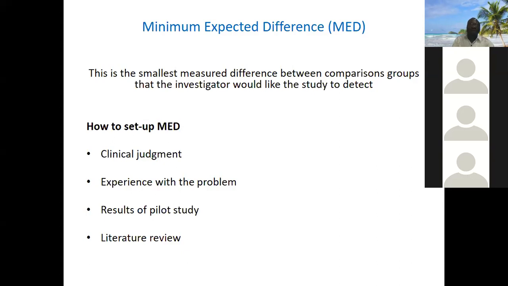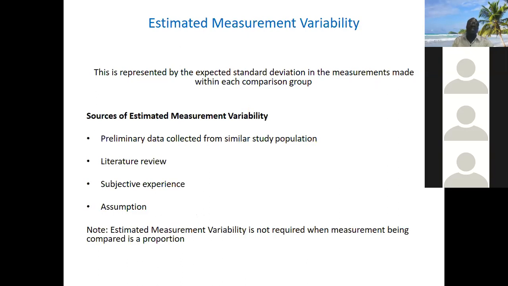If you cannot use literature, you can use clinical judgment, experience with the problem, to estimate what your sample will be. So together, minimum expected difference. But when we get to the formula, I will tell you what that minimum expected difference means. Very simple. The estimated measurement variability talks about how far apart the attributes of the population are.